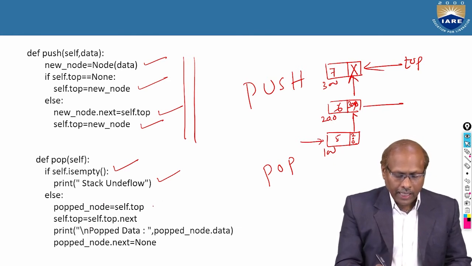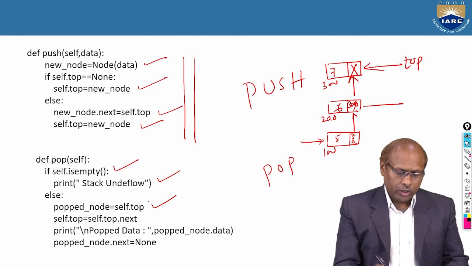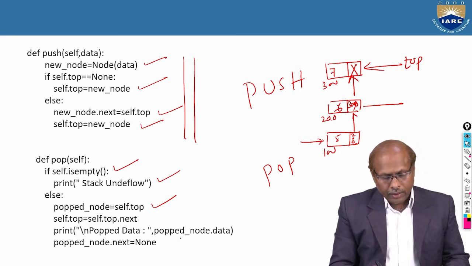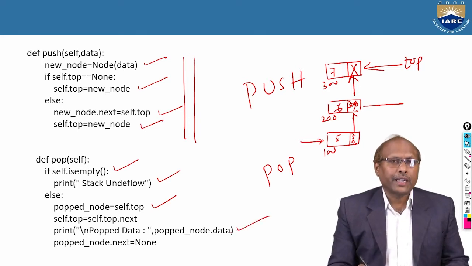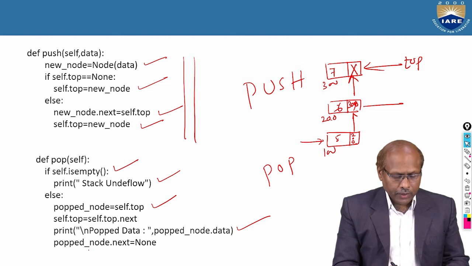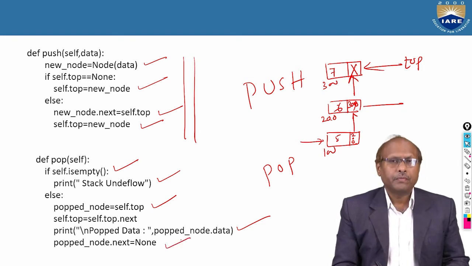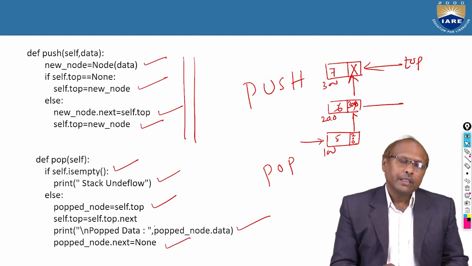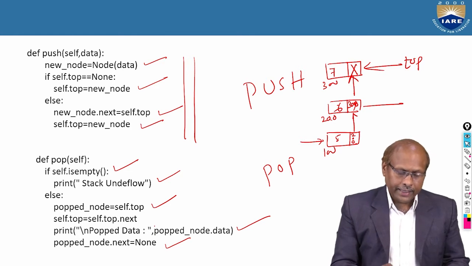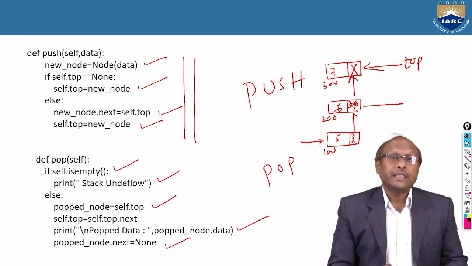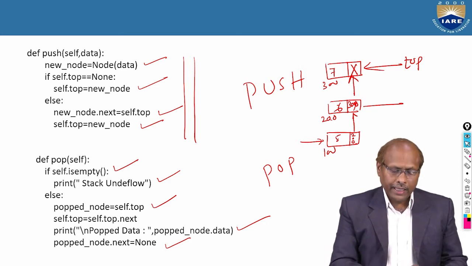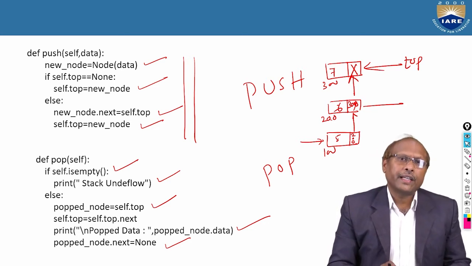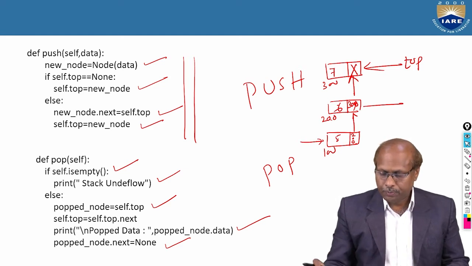There, I have taken the popped element. So popped node equal to self dot top. Then print popped node data. I have simply displayed what element you have removed. And then popped node dot next equal to none. So that means whatever node you have deleted, that next part I made it none. Otherwise, that will be a dangling reference. So that's why I made it none, and that node can be dereferenced.